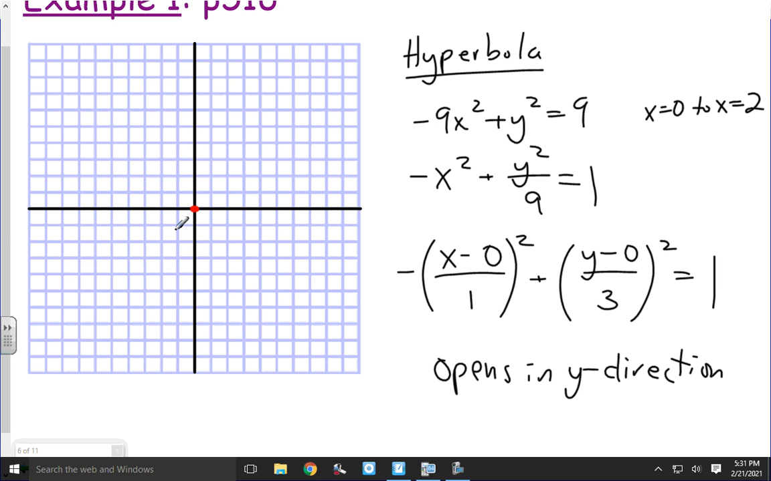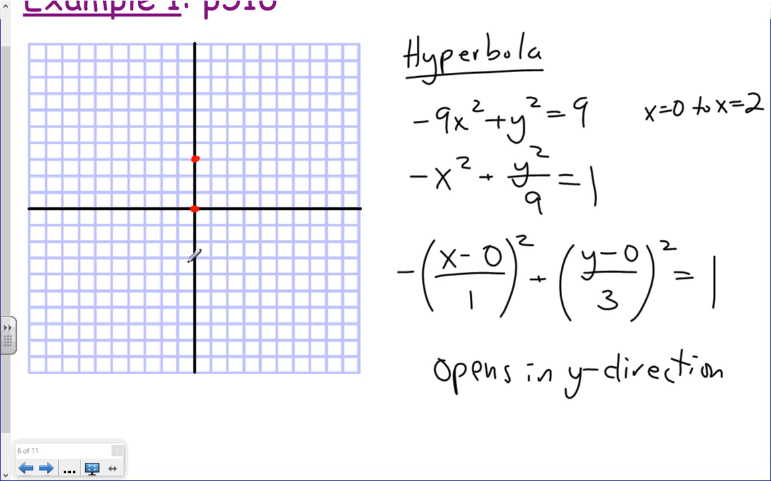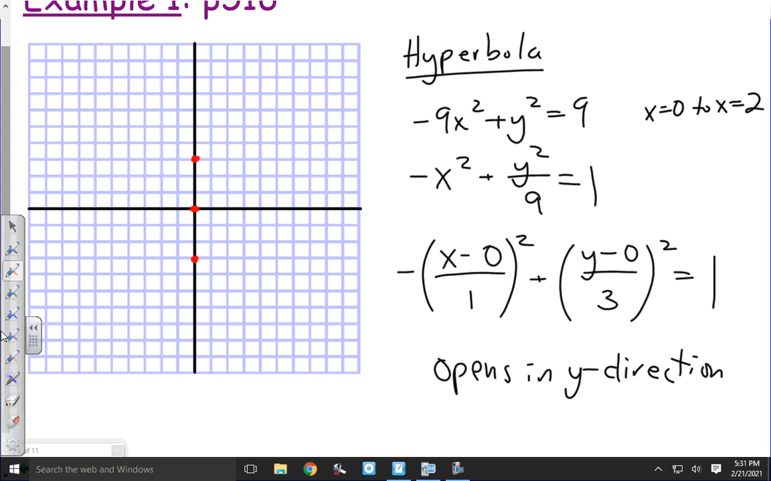So 3 units above the center will be right there, and 3 units below the center is right there. Those are my 2 vertices. And then I can sketch my asymptotes. Maybe I'll put this in green. My asymptotes there will have a slope of 3 over 1, a slope of 3. So you go over 1 unit from the center and up 3 is that point right there.